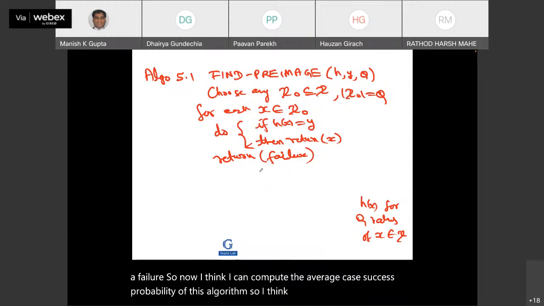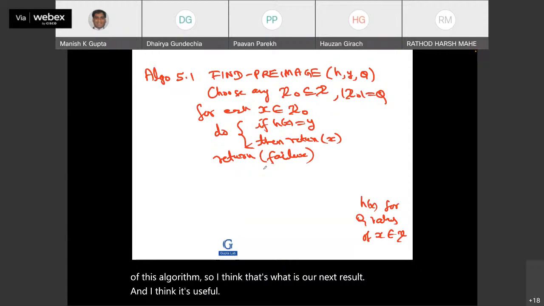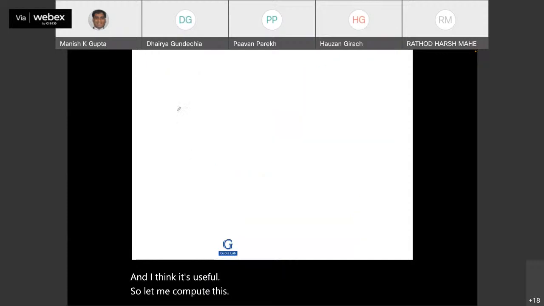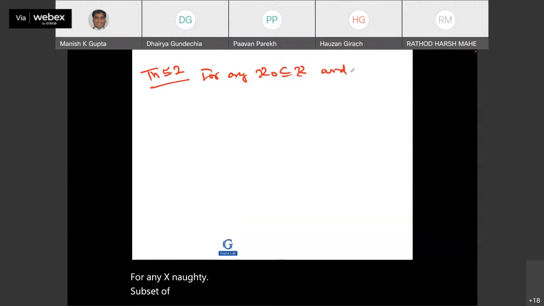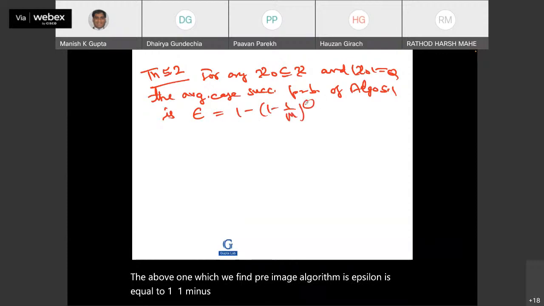Now I think I can compute the average case success probability of this algorithm. That is our next result. Theorem 5.2: for any x naught, a subset of X with size of x naught equal to q, the average case success probability of algo 5.1, the find preimage algorithm, is epsilon equal to 1 minus (1 minus 1 by m) raised to power q.